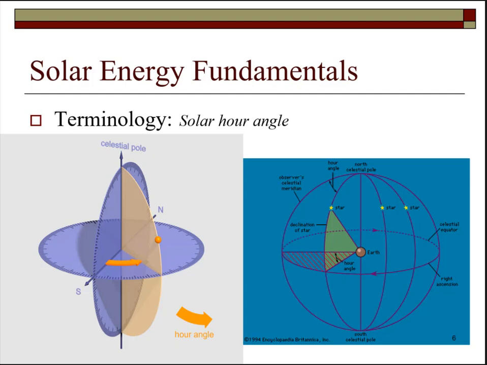This gives us a pictorial of the solar hour angle. The sun's location east of south is indicated by a minus angle, and its location west of south is indicated by a plus sign.